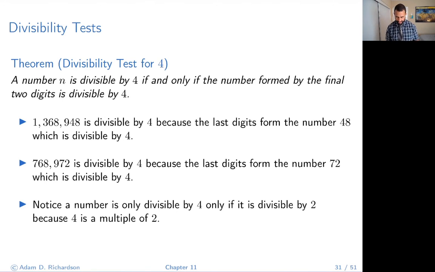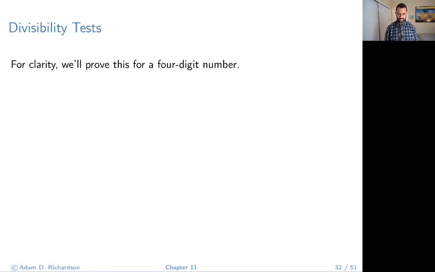That's so weird. Also notice a number is divisible by 4 only if it's divisible by 2, because 4 is a multiple of 2. So if you're divisible by 4, you're definitely divisible by 2. Okay, so let's see the proof.